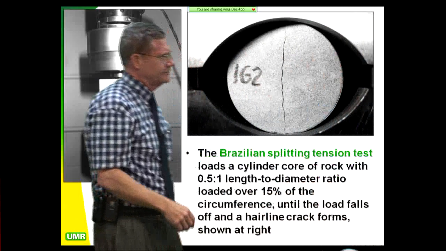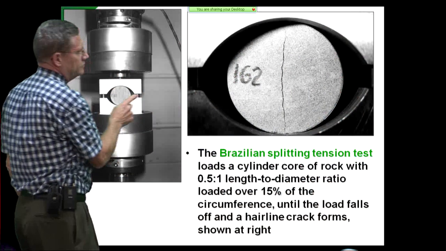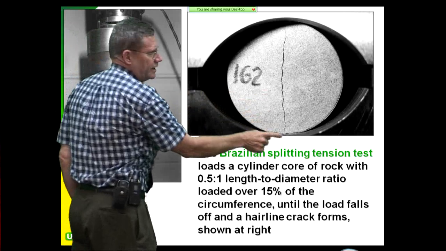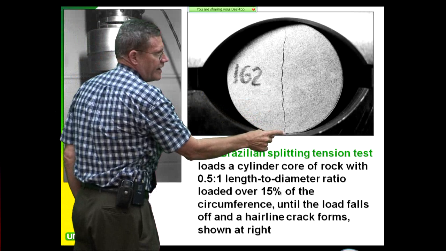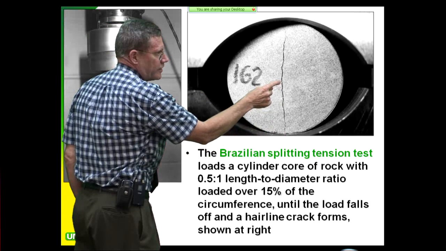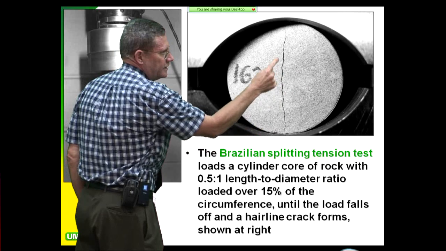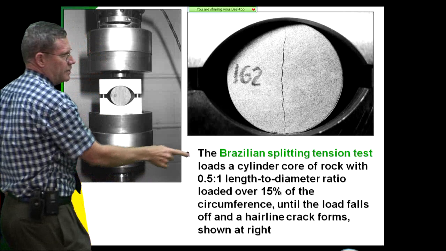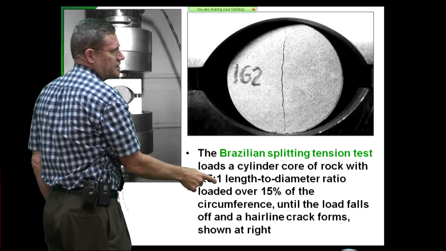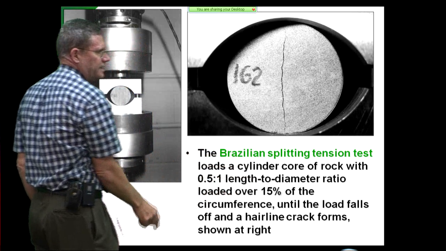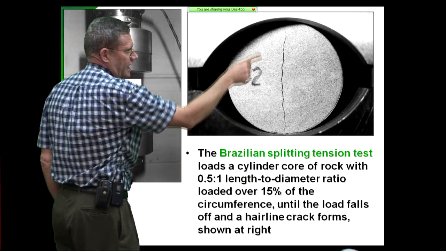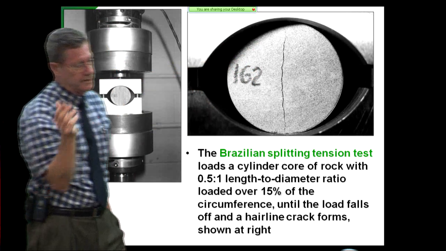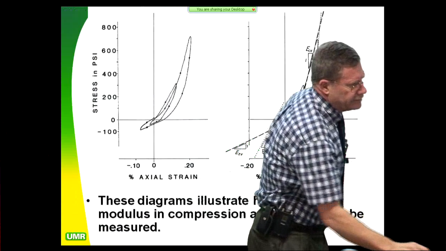So here's what it looks like close up. Here's what the loading apparatus looks like. And if we look at the sample close up, after the test is over, you can see the crack is smallest here. The aperture is greatest in the middle. This is splitting open and then goes back to being closed up here at the edge. So it's a 0.5:1 length to diameter ratio, over 15% of the circumference, and you load it until you get this hairline fracture, and you'll see it in the load deformation curve. It drops off very, very rapidly.